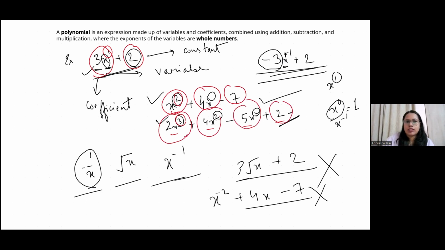And that's why this is called a binomial, because it has 2 terms. So bi means 2, nomial means term. This is called a trinomial. And this is a quadrinomial.